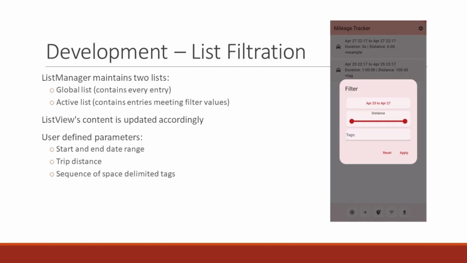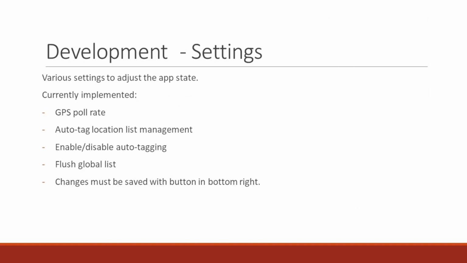Users can set various parameters to apply a filter to the global list. The resulting list replaces the global list until the user opens the filter dialog and selects the reset button. Some parameters available to the user to filter by include the start and end date, trip distance, and a list of space-delimited tags. The settings page allows users to manage various global states of the application. Unfortunately, some settings are placeholders intended for future development.